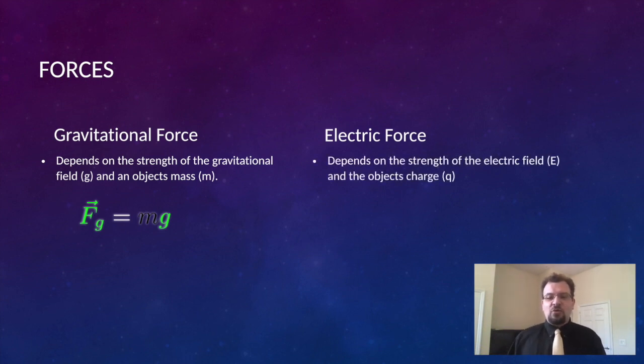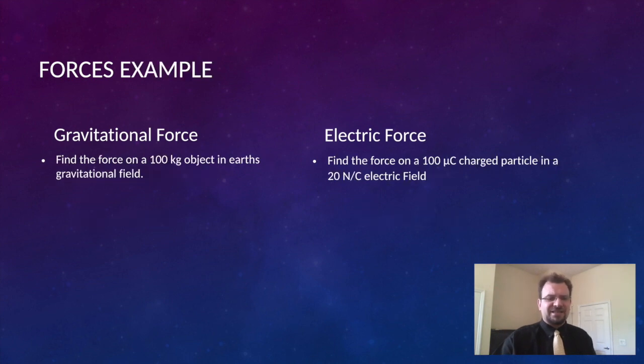In an electric force, the strength of the electric field and the object's charge, again given in coulombs, gives you the strength of the electric force. So, written out, the strength of the electric force is equal to the strength of the electric field times that charge in coulombs. So, let's do an example.